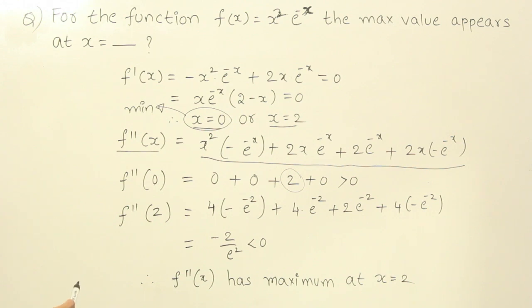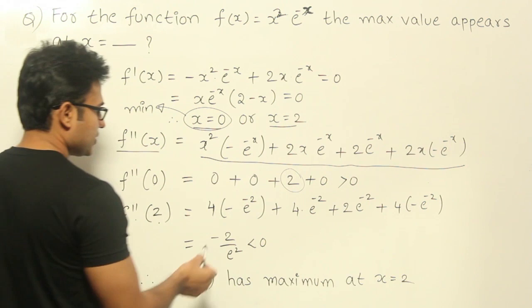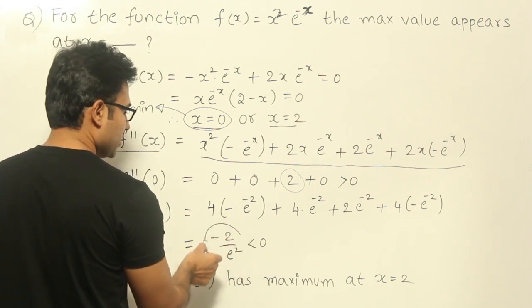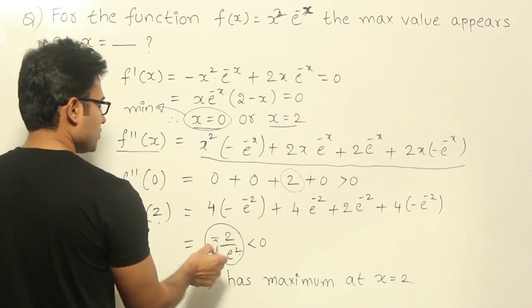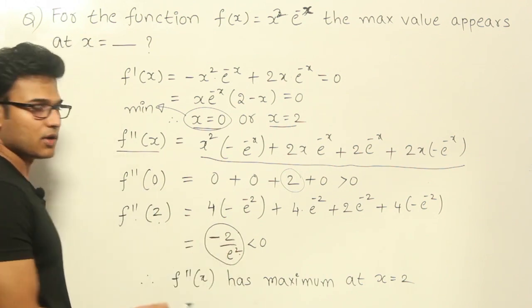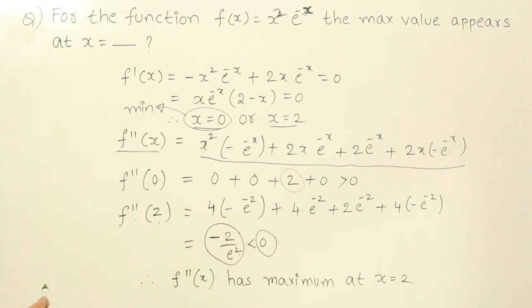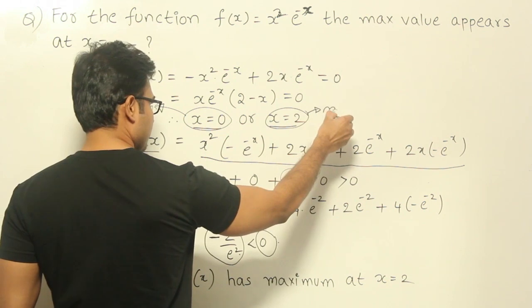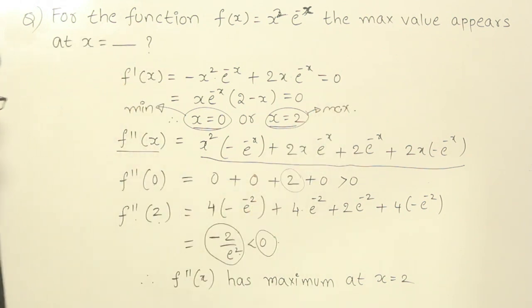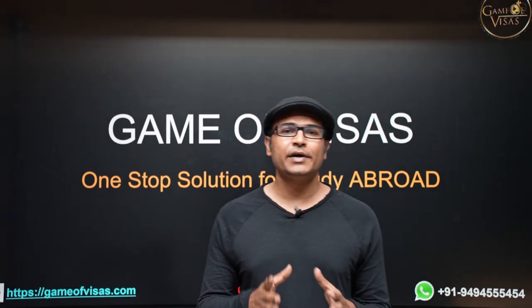And what about x = 2? In the double derivative you substitute x = 2. Now if you substitute x = 2, the value happens to be -2/e². e² is a positive number, 2 is a positive number multiplied with minus. Therefore this entire number is less than 0. Since we got a number less than 0, we can say that the function has a maximum value. Therefore at x = 2 the function has a maximum value. Got it?